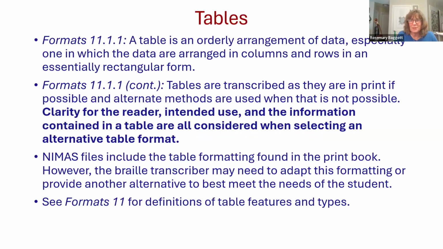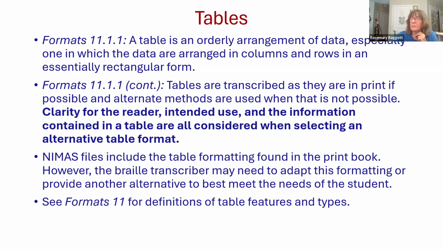I'd like to tie that question to the complexity of the tables. There are certain little ones that are just like, oh yeah, I know how to do this, but there are more kinds of tables than I can count. So according to formats, a table is an orderly arrangement of data, especially one arranged in columns and rows in an essentially rectangular form. Tables are transcribed as they are in print if possible, and alternate methods are used when that is not possible. Clarity for the reader, the intended use of the table, and the information contained in a table are all considered when selecting an alternative table format.